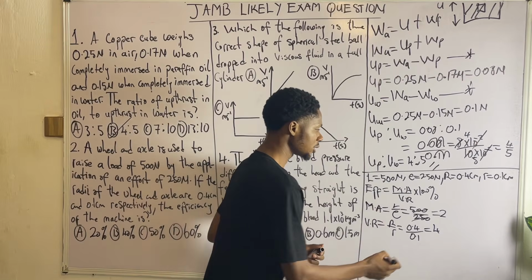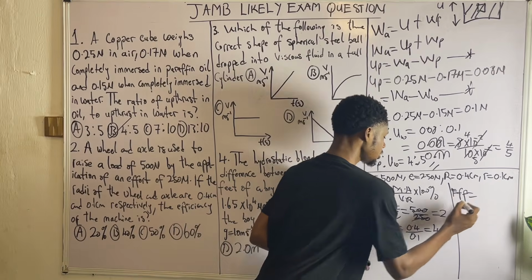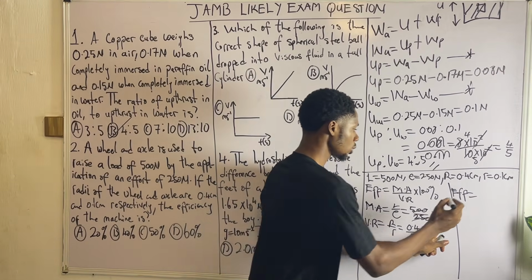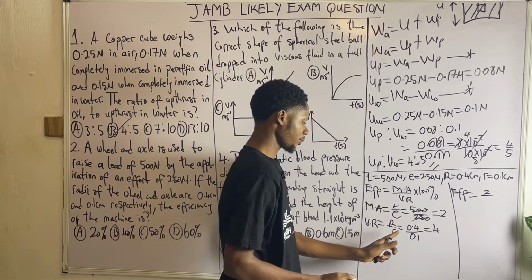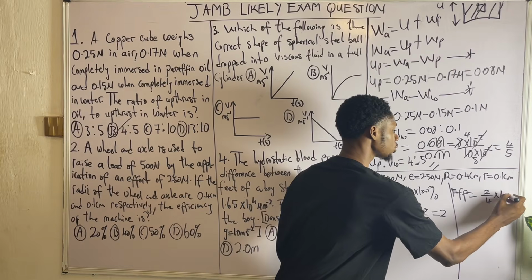What is now the efficiency? Now to solve for the efficiency, we're going to have efficiency is equal to mechanical advantage, which is, just solve this, 2. So that will be 2 over velocity ratio, which is 4, times 100 what now?